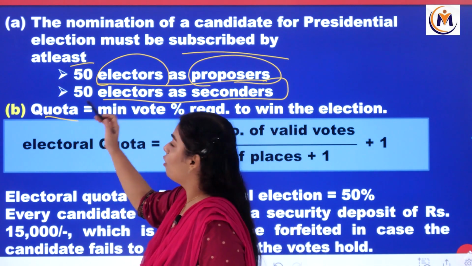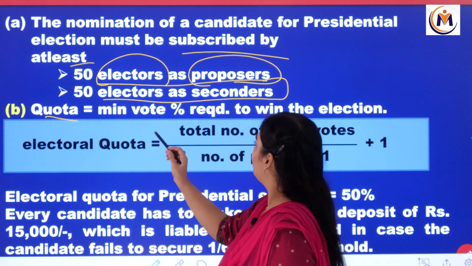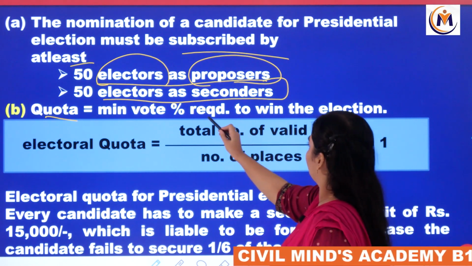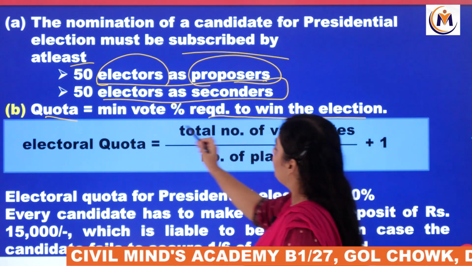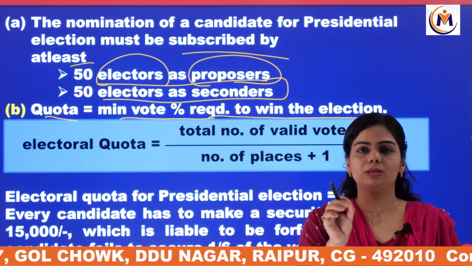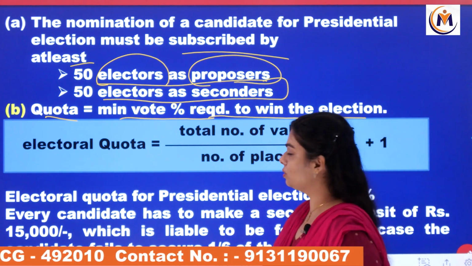Now the next point is, what is the quota of presidential election? So what does this word quota mean? The word quota means the minimum vote percentage required to win the election. So the minimum voting percentage a candidate requires to win the presidential election refers to quota.